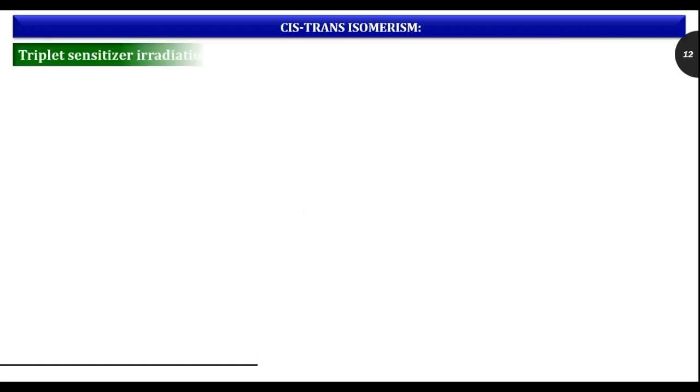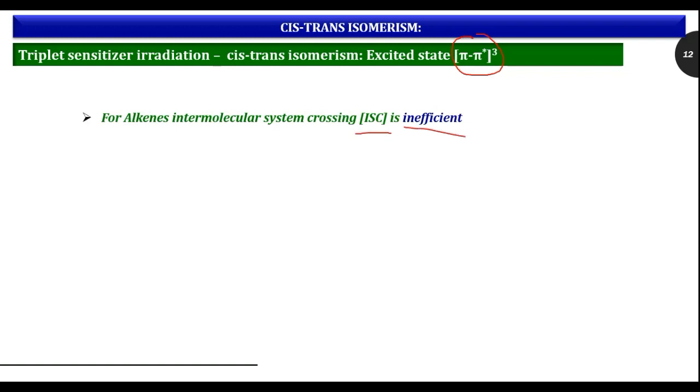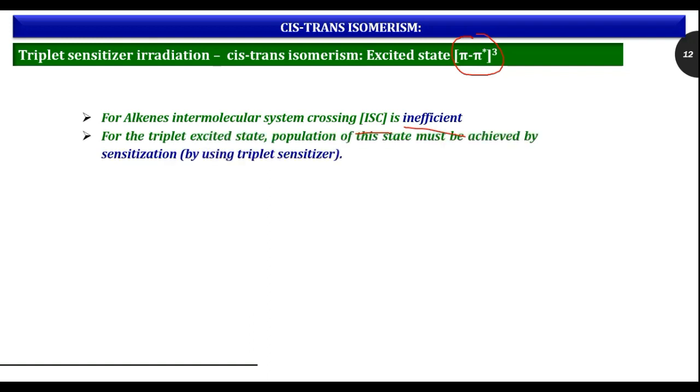So next, triplet sensitizer irradiation. In this case, the excited state is the pi to pi star triplet excited state. So friends, generally alkenes cannot undergo the ISC process. They are inefficient for the ISC process. If you want to get a triplet excited state, you have to use a triplet sensitizer.